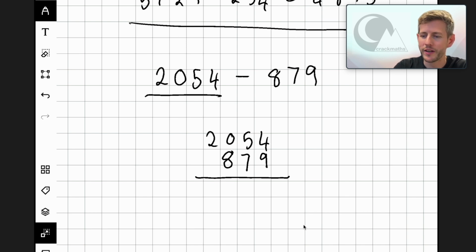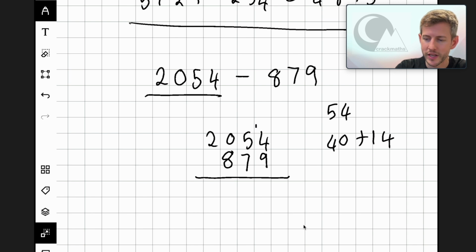So 4 take away 9 can't be done, so we've got to think of 54 as 40 plus 14. So I turn this into a 14, and I turn this into a 4. Now we can do 14 take away 9. So 14 take away 9 is 5, and now we can look at the next, at the tens.